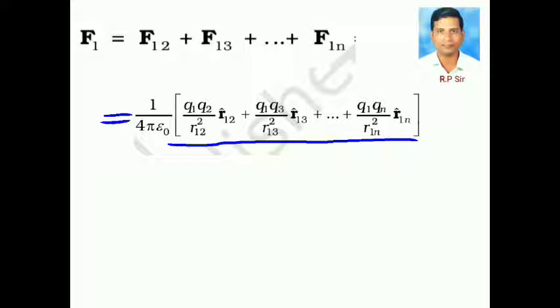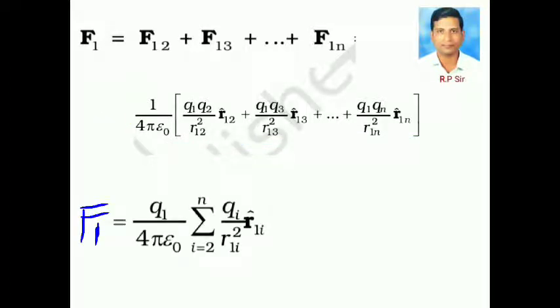In short form, F1 equals Q1 by 4 pi epsilon naught sigma i equals 2 to n Qi by R1i square R1i cap. This is the force acting on Q1 charge due to n number of charges.